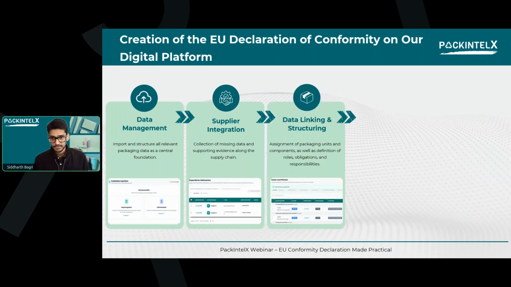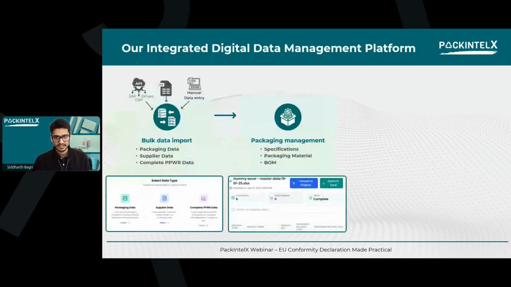Point number 3 is connecting the supplier with the data. So which supplier is supplying what types of packaging, and whatever status information is missing from each supplier, that is then linked internally. If something is not linked with the information that you have provided, then you have to do it manually. In very rare cases, it happens that a company is not doing bulk data import using API or Excel and is actually doing manual entries.